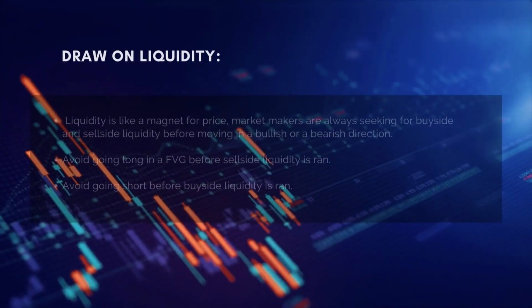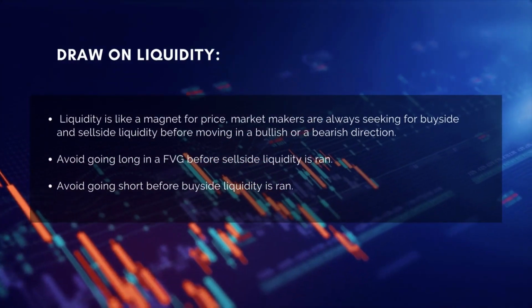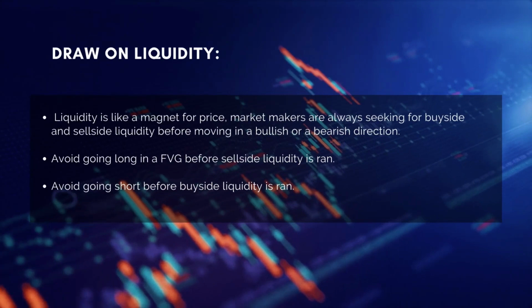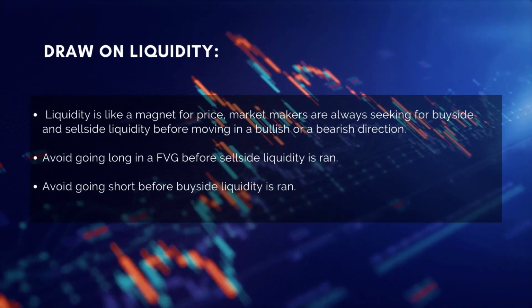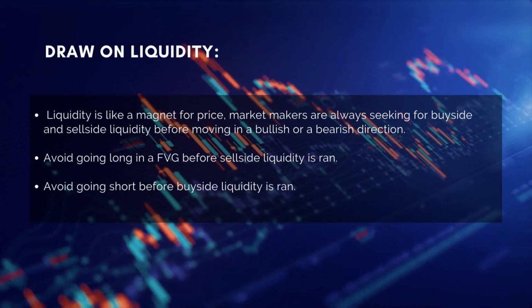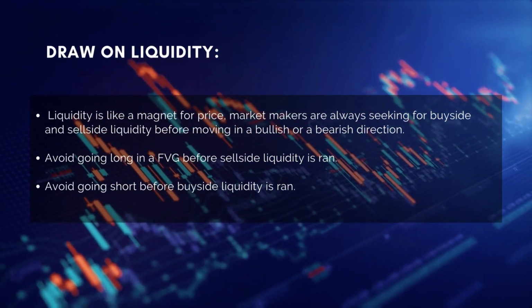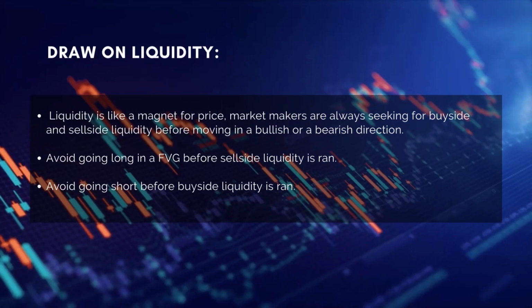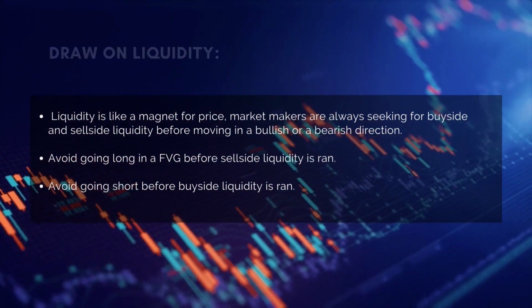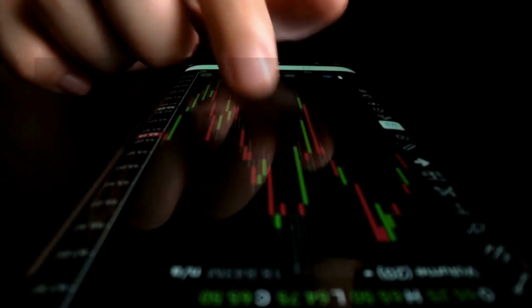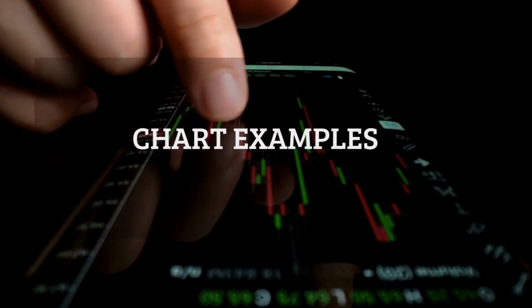Draw on liquidity. Liquidity is like a magnet for price. Market makers are always seeking buy-side and sell-side liquidity before moving in a bullish or a bearish direction. Therefore, avoid going long in a fair value gap before sell-side liquidity is run, and avoid going short before buy-side liquidity is run. So let's see some chart examples.